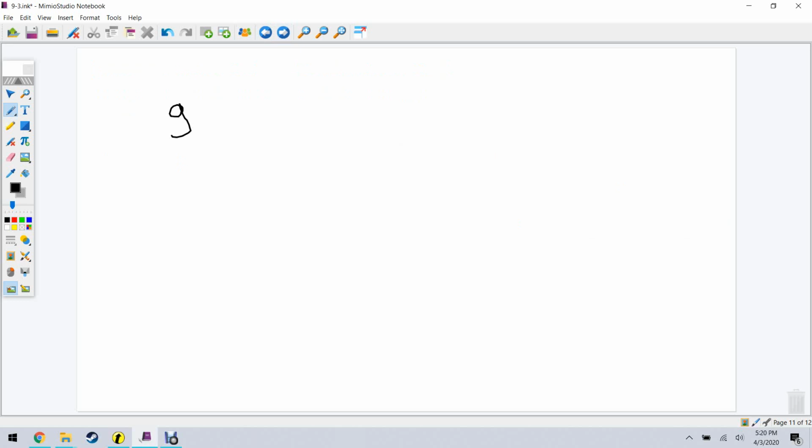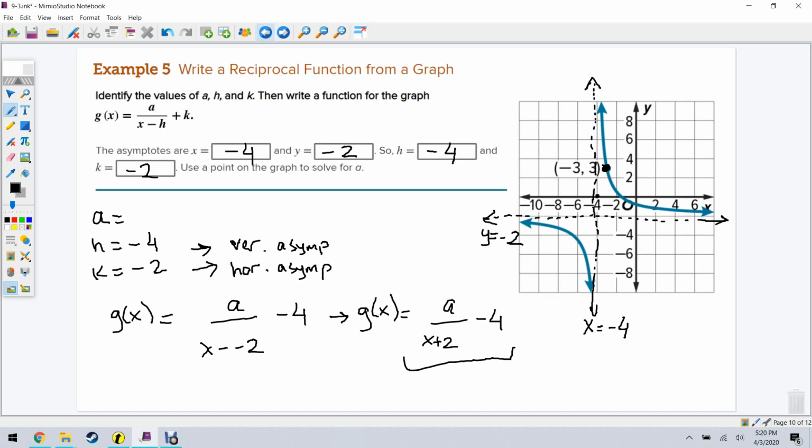Remember, the function we had so far is g of x equal to a over x minus -4, right? And -2. So far we had that, and we know that -3 and 3. Was it -3 and 3? Yeah, that's -3 and 3. That's the function that we have.